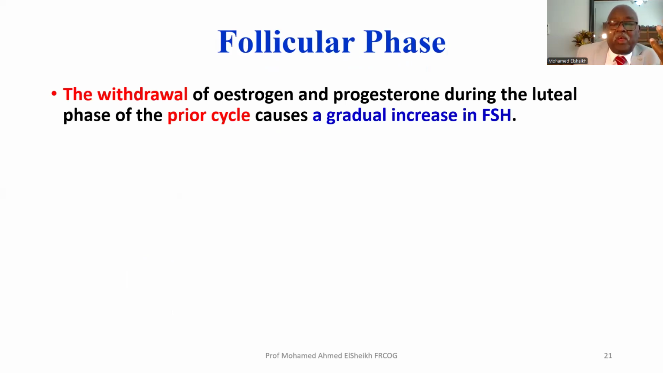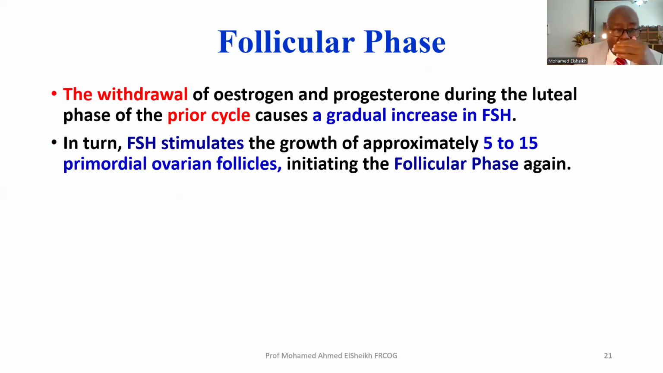What happens in the ovarian follicular phase, the initial? The withdrawal of estrogen and progesterone during the luteal phase of the prior cycle causes a gradual increase in FSH. The previous cycle had a high level of estrogen and progesterone. Once she menstruates and bleeds, these levels will come down. When they come down, they stimulate the production of FSH from the anterior pituitary, leading to a gradual increase of it. This FSH acts on the ovary again.